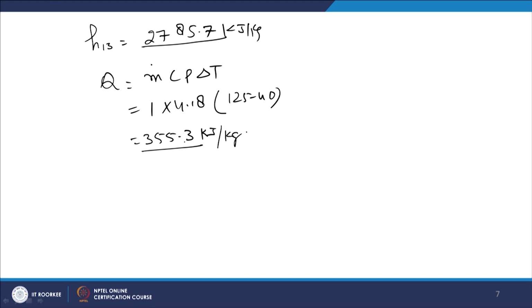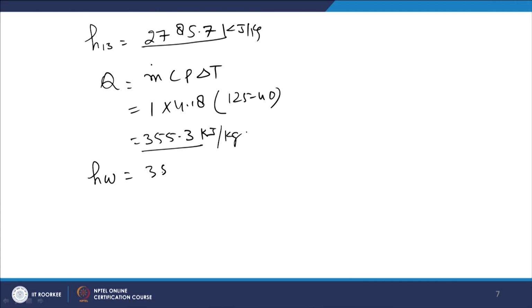Now, how much heat is reduced? Because the heat supplied by the economizer is 355.3, right? Initially it was required 2785.7. Now this will be reduced from this, right? So net saving will be 355.3 divided by 2430.4.